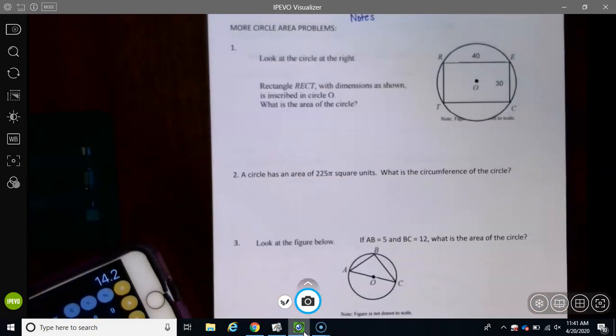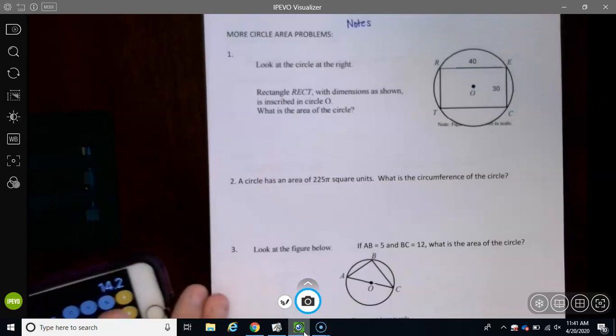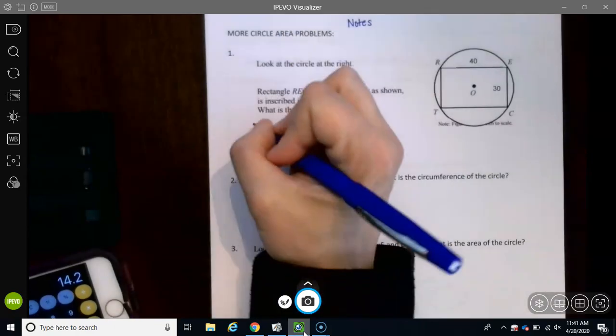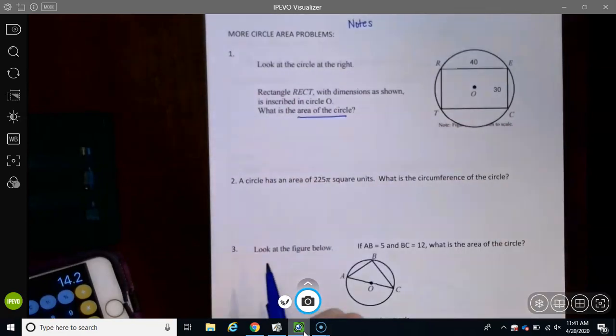Alright, I want to do at least 1 or 2 of these as well. These are additional circle problems, more like what you would have seen on a test if we were taking a test. It says, look at the circle at the right. Rectangle RECT with dimensions as shown is inscribed in circle O. What is the area of the circle? So, when we're finding area of a circle, remember, whatever they ask for, write that formula down so that you know what you need to look for.